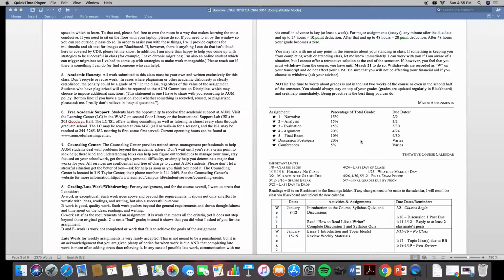You will write 4 major papers this semester, plus a final exam, and then you'll have 1 quiz, super easy, and discussion posts, not every week, but a lot of the time. And then conferencing with me is 5% of your grade, which is half a letter grade. So it's not nothing. It is important, and it can push you over the edge, okay?